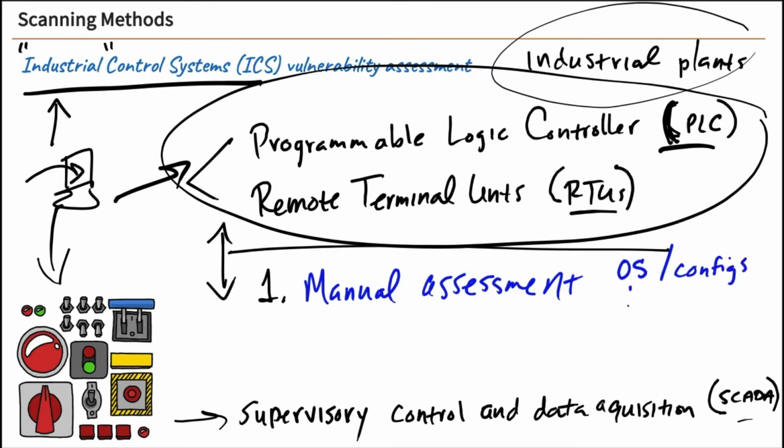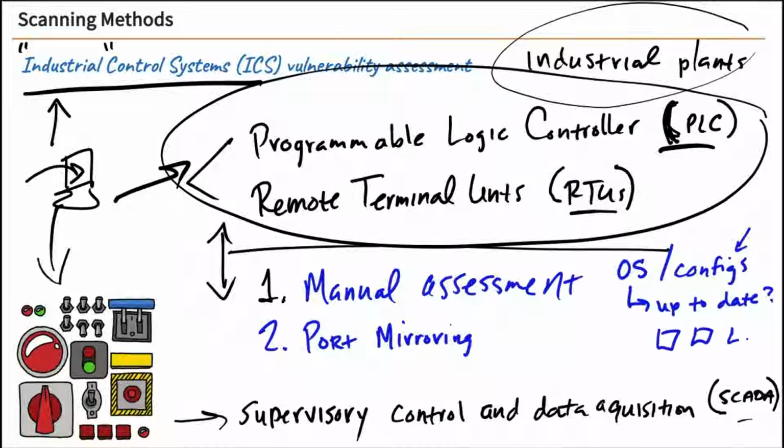Now, with the operating systems, is it up to date? That is a really good question. Are the configs secure? We don't want plain text passwords and such in them, things like that. But then, number two, the other option is called port mirroring. This is where we use a network switch that all these devices are connected to. So we'd have these devices all plugged into a switch at various locations so that they can talk to each other over the network.